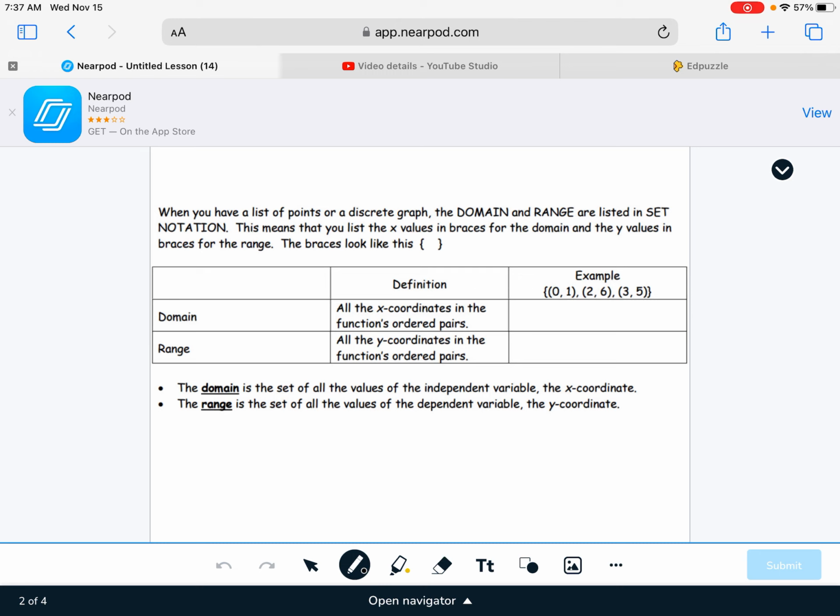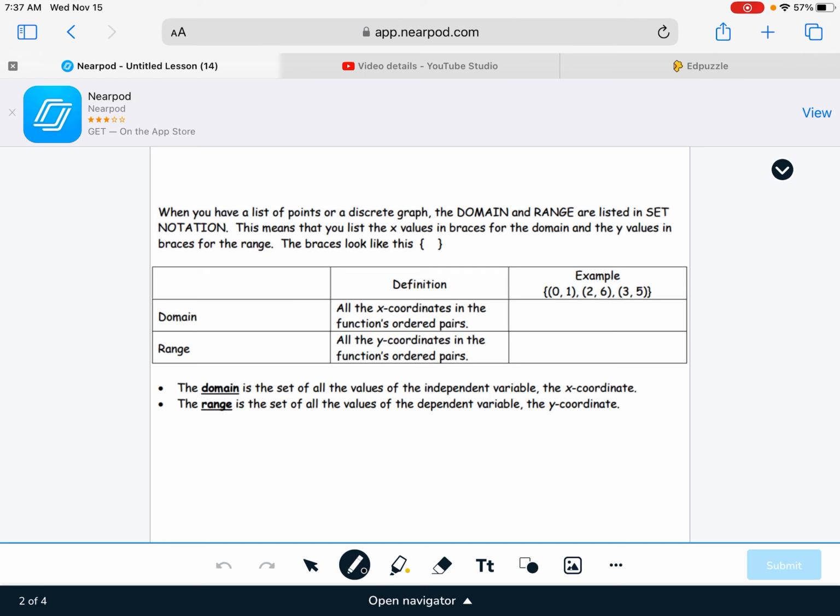When you have a list of points or a discrete graph or mapping or a table or something like that, the domain and range are listed in set notation. That means the x values are listed in braces for the domain, and the y values will be listed again in braces for the range. The braces look like parentheses with a little squiggly sign, and you are going to need to be able to write that out.